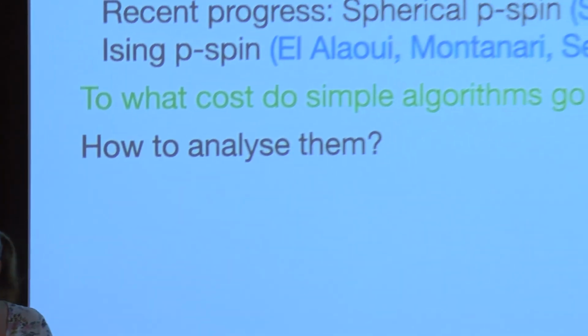So this is a question that for the spin glass was a bit neglected, because maybe we were a bit too obsessed with being optimal and all that, but it's a very natural question. So we define a very simple dynamics and we ask where it goes. And can we analyze it?